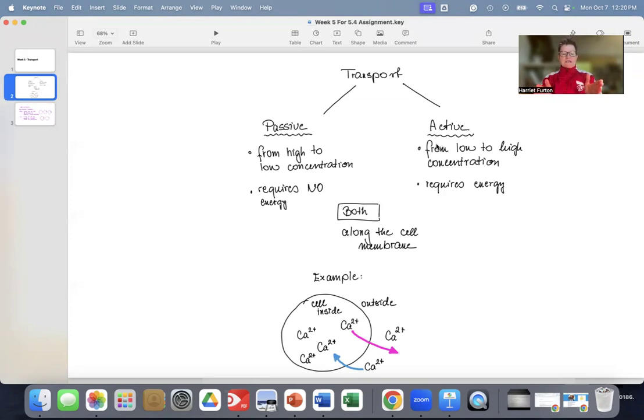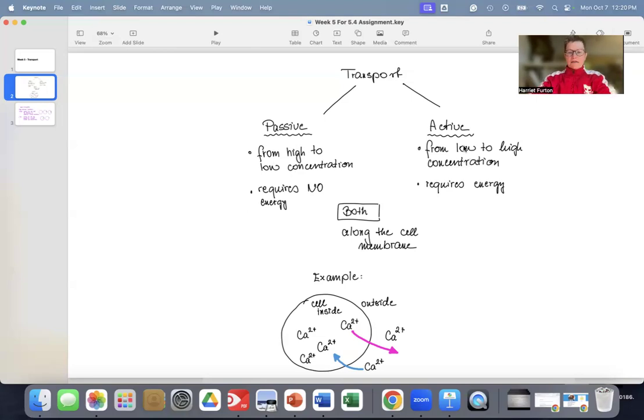The difference, actually, for both of them, it's along the cell membrane, the movement of the particles. But we distinguish the passive and the active one. The passive is coming from a high concentrated area of that molecule to a low concentrated area. So it requires no energy. Many particles into a place where there's only very few particles.